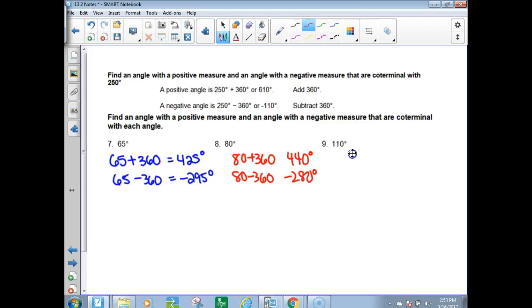All right, 110, since 110 is between 0 and 360, we'll just do the same process. Add 360 and subtract. All right, easy enough.